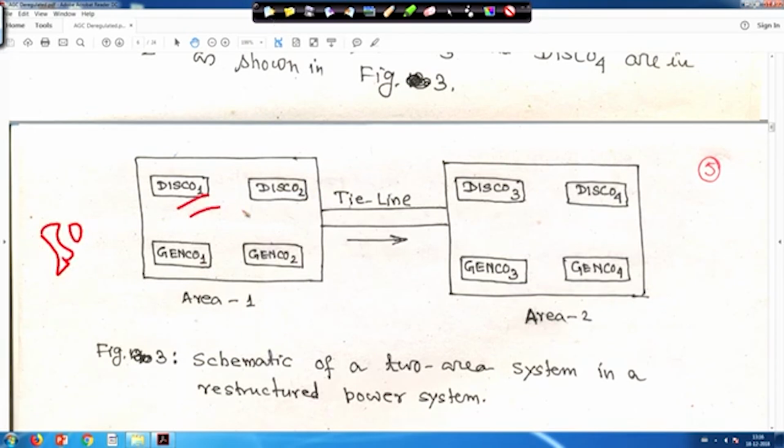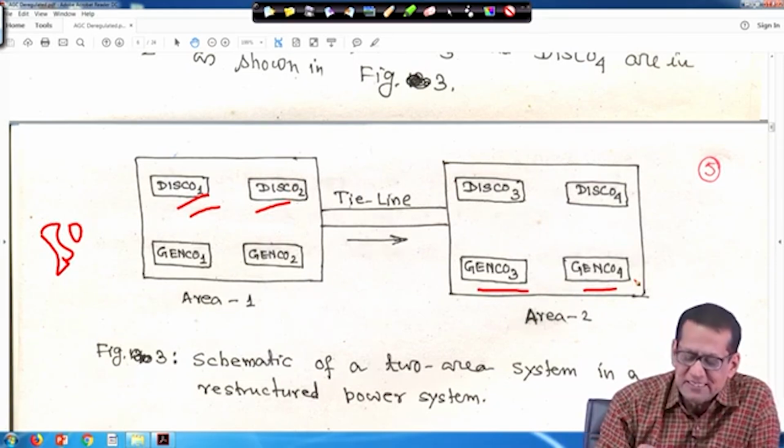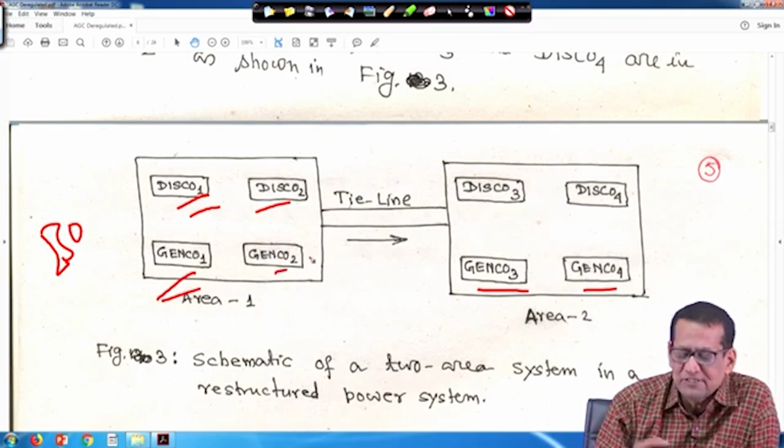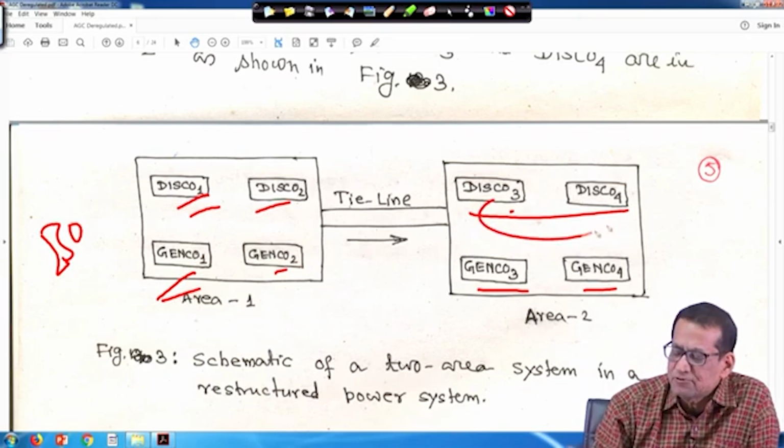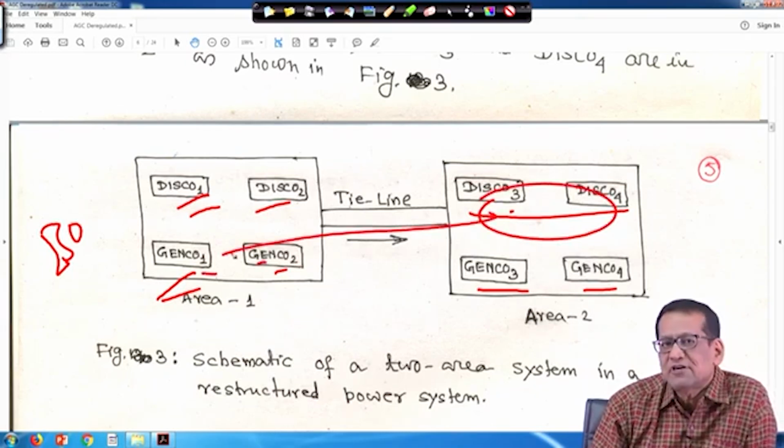Suppose these distribution companies have the right, if they find that buying power from GENCO 3 or GENCO 4 is cheaper, then they cannot buy power from GENCO 1 or GENCO 2. Similarly, for DISCO 3 and DISCO 4, if they find that energy purchase is cheaper from GENCO 1 or GENCO 2, then these two can also buy power from GENCO 1 and GENCO 2.